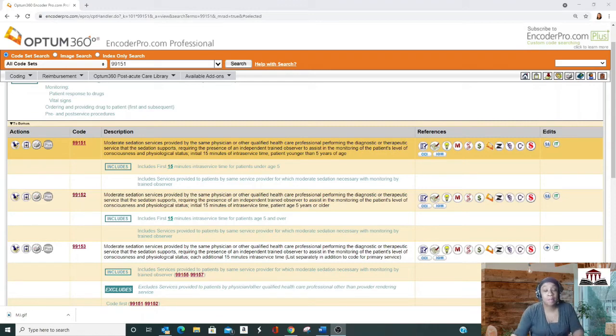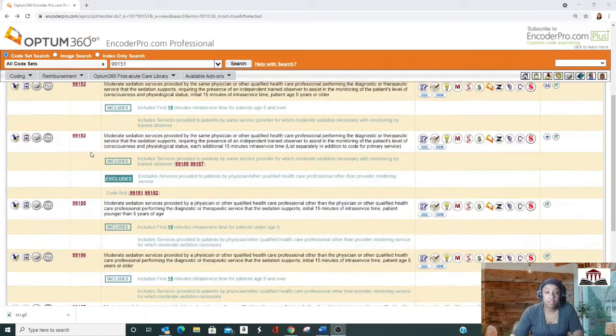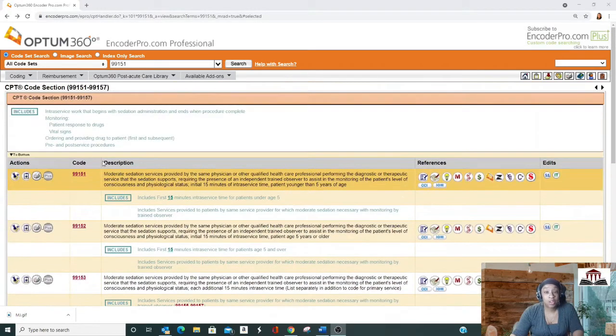So we're going to talk about CPT codes 99151 to 99157. First, let's ensure you understand what these codes are for and, more so, what they are not for. These are codes for moderate sedation, also referred to as conscious sedation. What that is not is anxiolysis, so just keeping the patient calm. That is not what these codes are for.